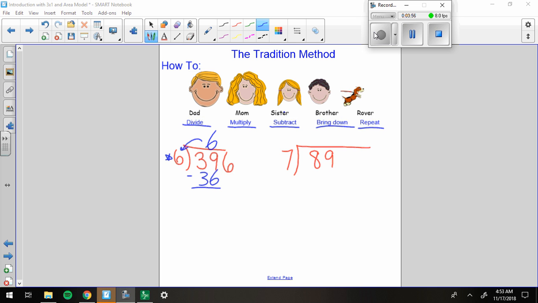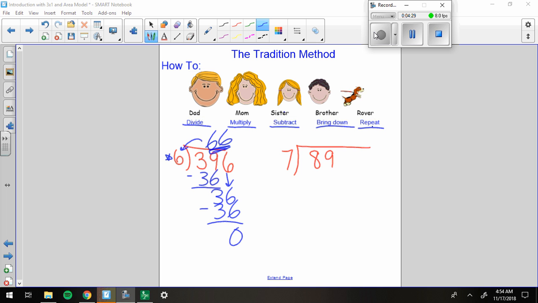Sister, I'm going to subtract. 39 minus 36 is 3. Brother, I'm going to bring down the 6. And then I'm going to repeat, going back to divide. 6 goes into 36, or 36 divided by 6 is 6. 6 times 6, 36. Going through mom, go to sister, subtract, 0. Brother, I have nothing else to bring down, no remainder. My quotient is 66. Do the next one on your own.